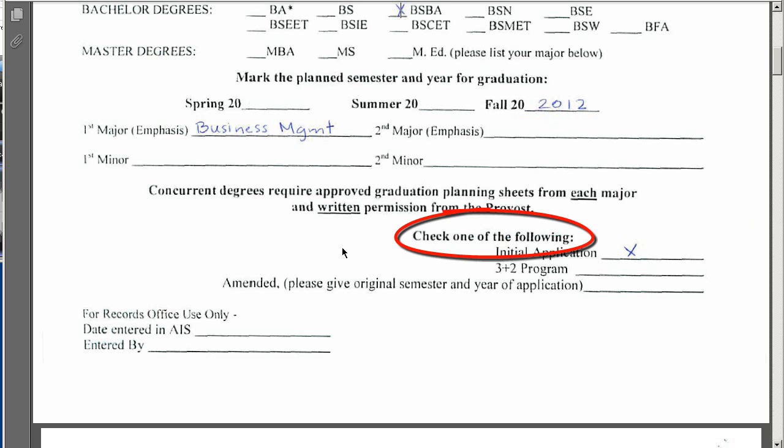Also, at the bottom, you will need to check whether this is an initial application, a 3+2 application, or an amended application, which assumes that the previous application has changed so greatly that it needs to be amended. The majority of them will be an initial application. Please check here.